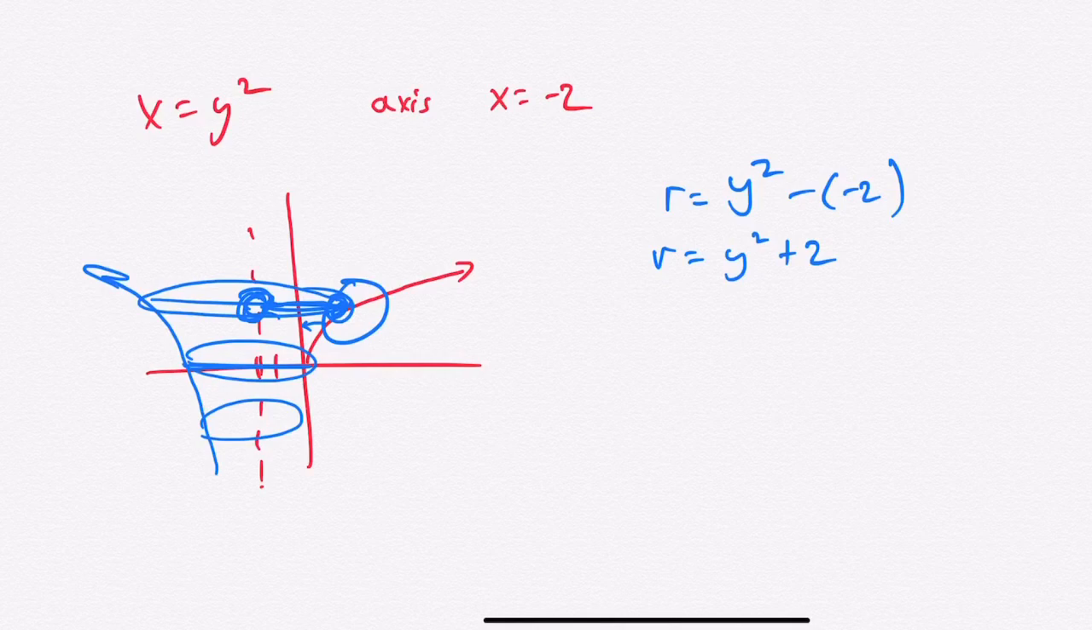And the volume is pi, integral from 0 to 1, of r squared. And our r function is y squared plus 2, squared, dy.